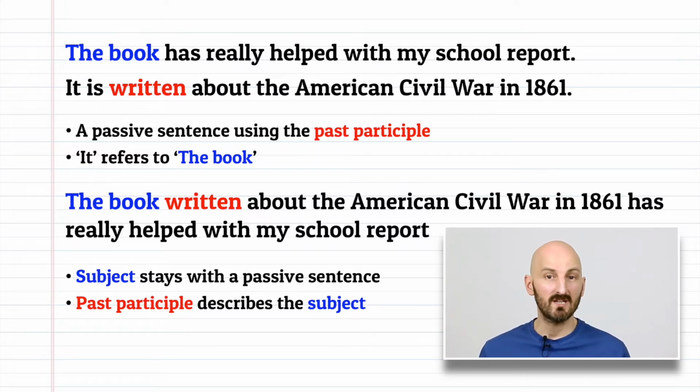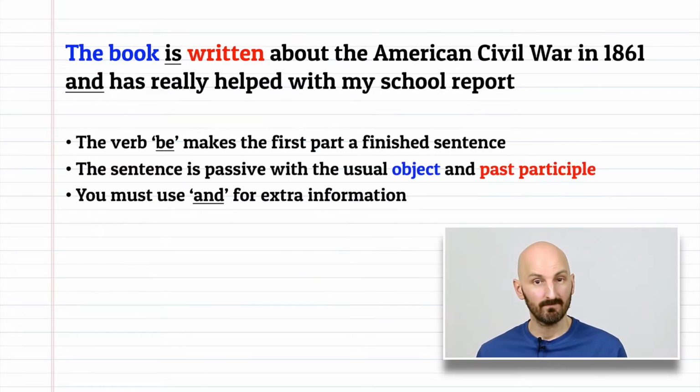We can make one sentence using the past participle "written." The book written about the American Civil War in 1861 has really helped with my school report. Notice the verb "be" is removed when we move the past participle. This time the whole second sentence and the book is the subject. But be careful. If you include the verb "be," then it's not the same sentence and you must use a conjunction, "and," to join the two sentences. The book is written about the American Civil War in 1861 and has really helped with my school report.